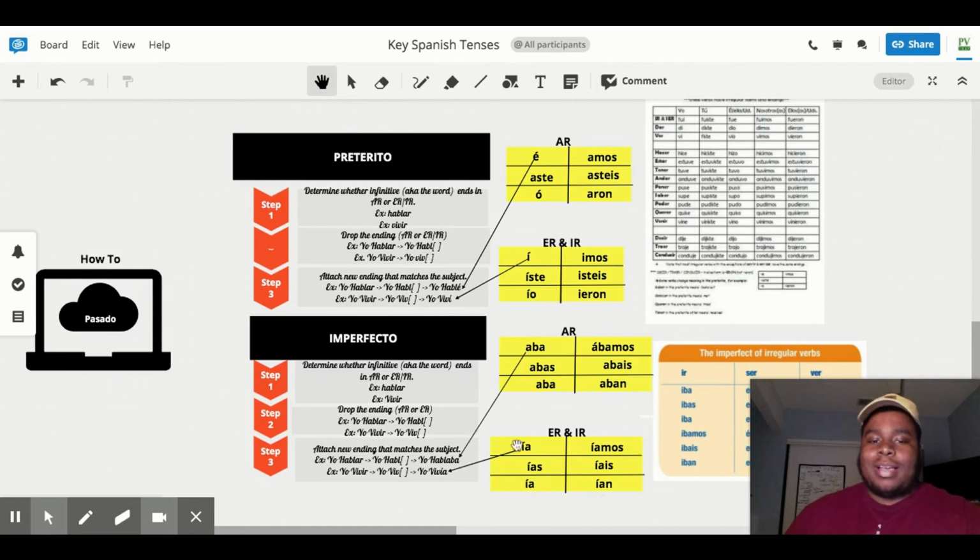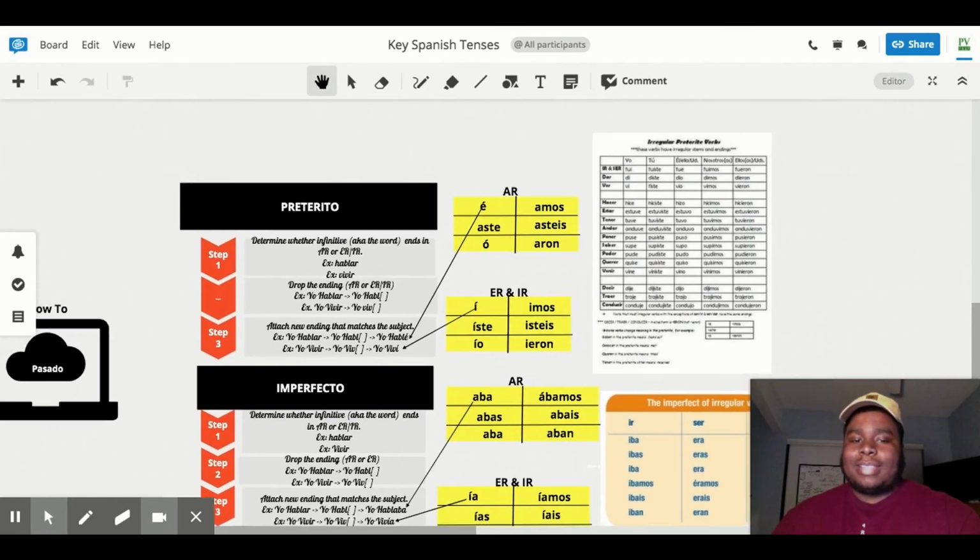Now, be careful because in all tenses for ER/IR, the í will have an accent. Meanwhile, in the AR, there's only one accent, over the A in nosotros. Everywhere else, there's no accent.